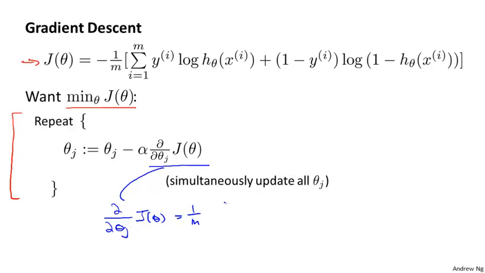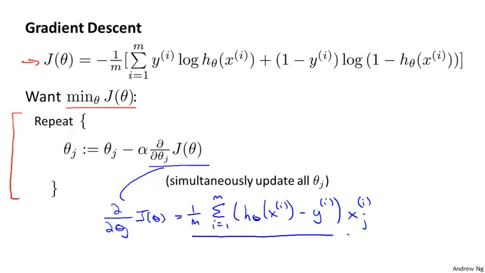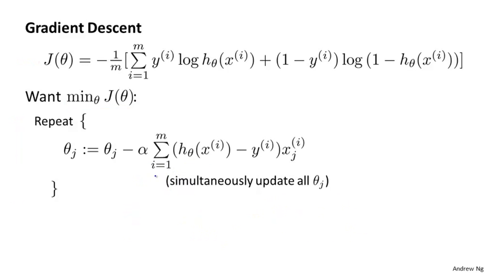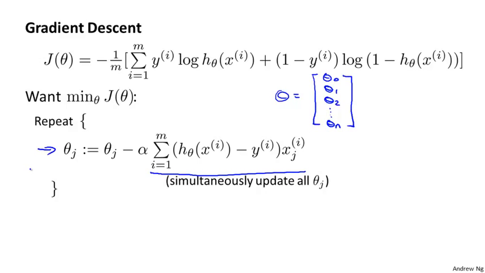If you actually compute this, what you get is this equation, and I'll write it out here: the sum from i equals 1 through m of essentially the error times x_j^(i). So if you take this partial derivative term and plug it back in here, we can write out our gradient descent algorithm as follows. All I've done is take the derivative term from the previous slide and plug it in there. So if you have n features, you would have a parameter vector theta with parameters theta 0, theta 1, theta 2, down to theta n, and you would use this update to simultaneously update all of your values of theta.